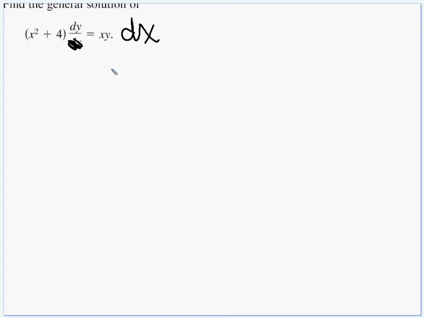And let's see, it looks like we're just going to have to do a little dividing. Over here on this side, we're going to divide by y to get that out of there. So over here on this side, we will be dividing by y. We're also going to have to divide both sides by the quantity x squared plus 2. Or excuse me, x squared plus 4.